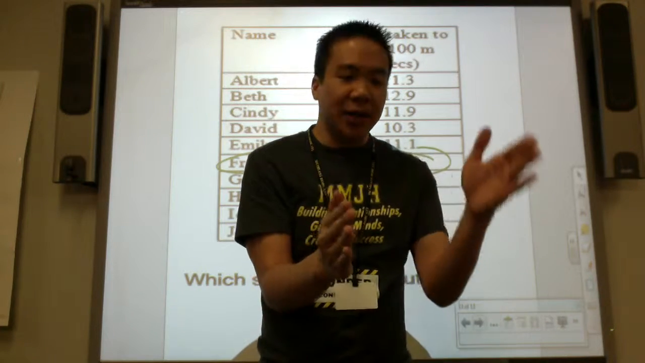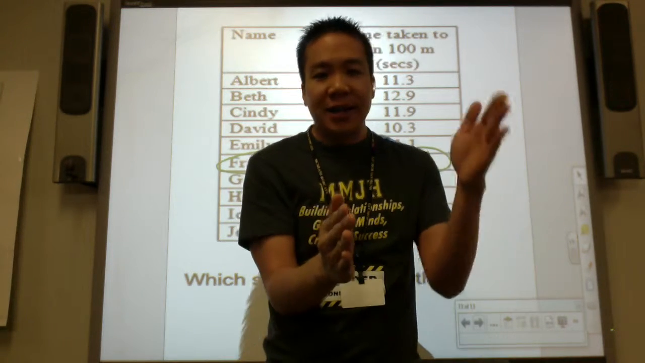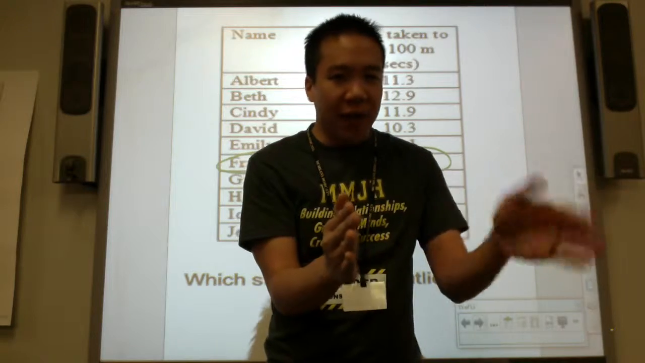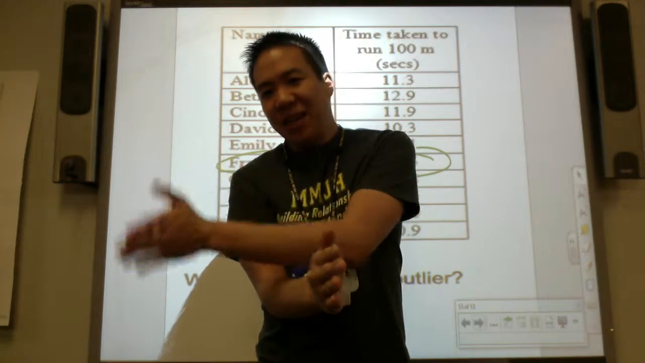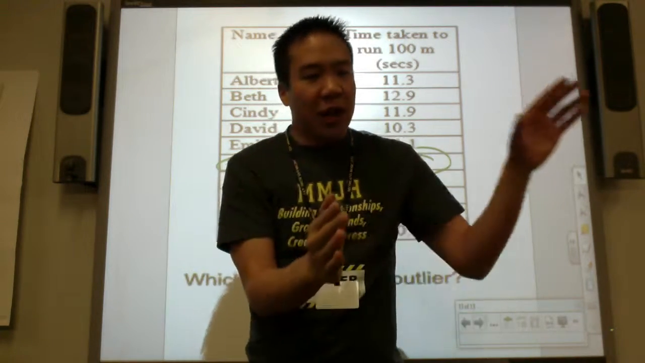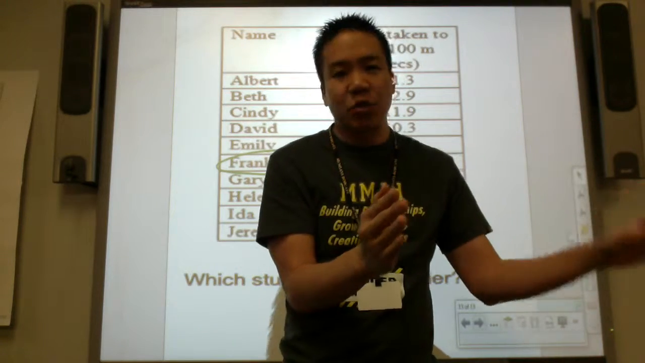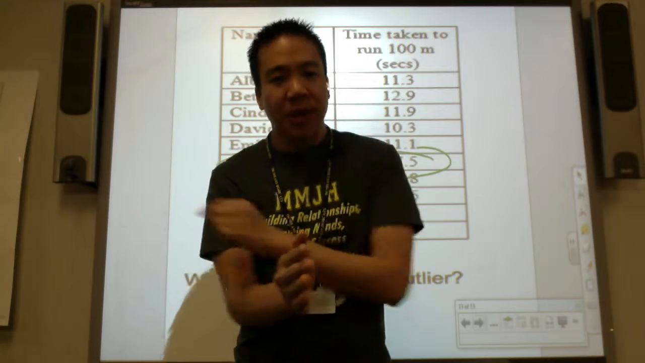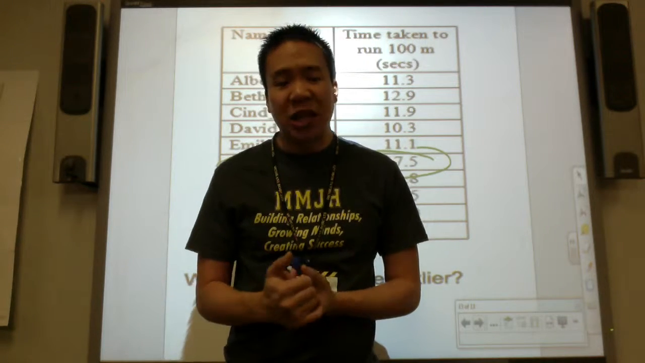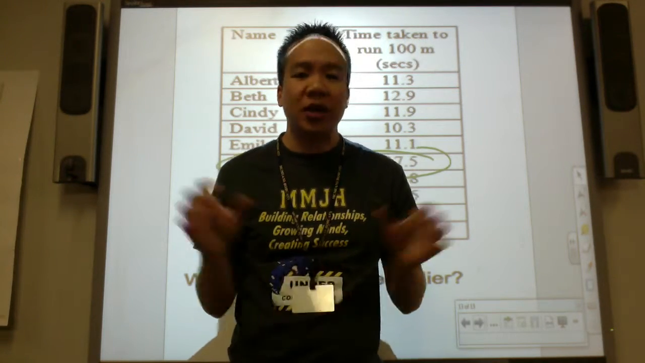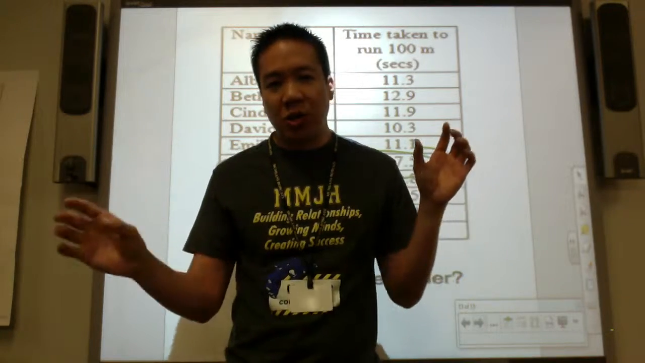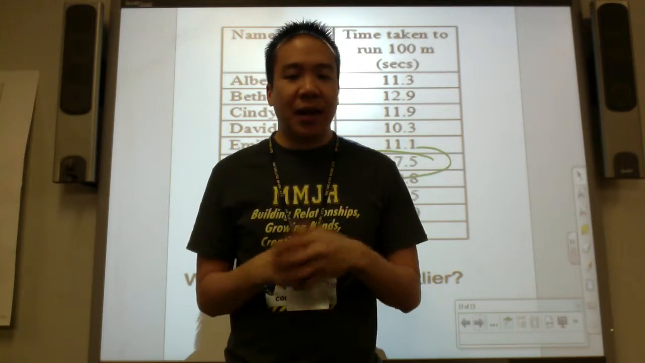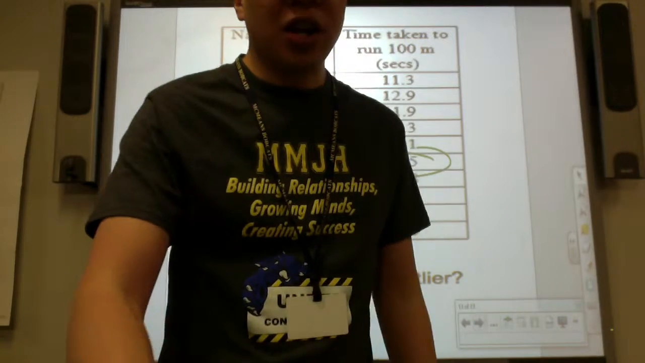Then quartile 1 is the median of the lower half, and quartile 3 is the median of the upper half. As you can tell, we broke the data into fourths: 25%, 25%, 25%, 25%. Then to find the interquartile range, you subtract the two quartiles, quartile 3 and quartile 1. And that is a measure of spread.